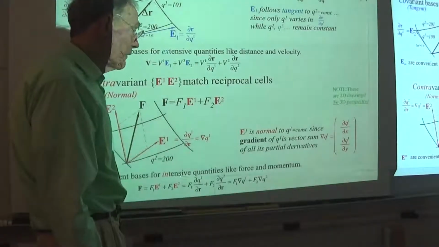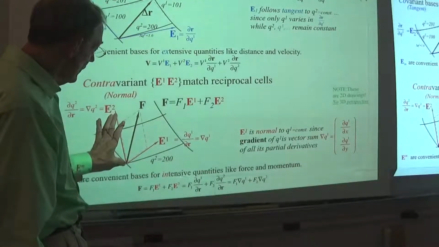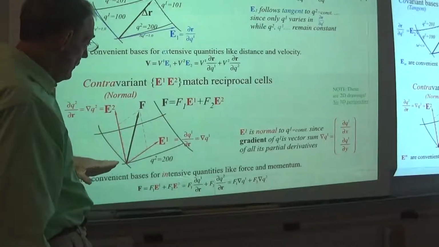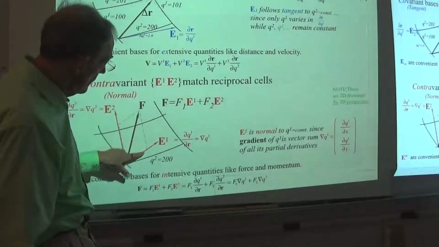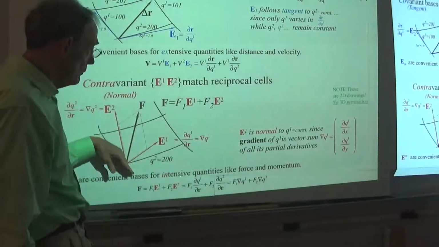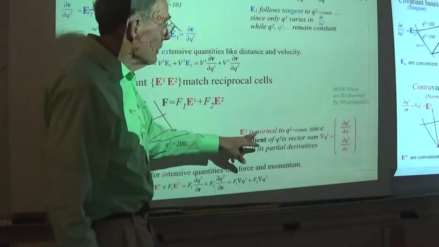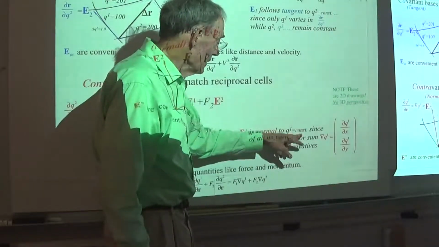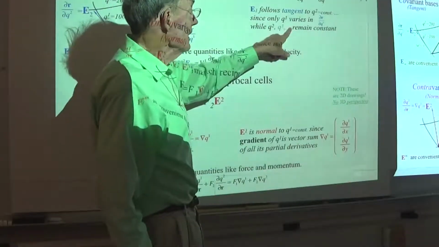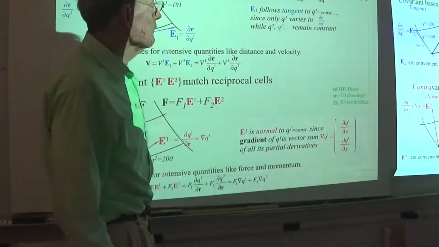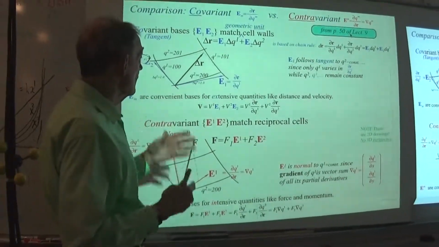And you have already probably learned that the gradient is always perpendicular to the surface, in this case the Q2 surface is E super 2. E1 here is perpendicular to the Q1 equal to that particular constant. So E1 is normal to Q1 equal constant. E sub 1 follows the tangent. So that, I think, is important.